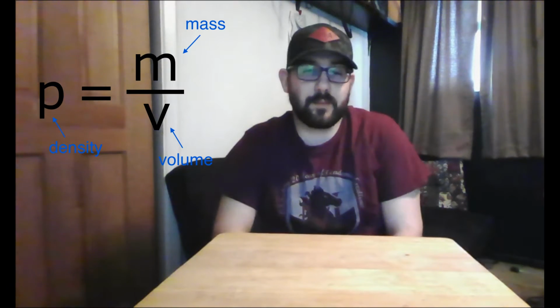Now to density. Density is how compact an object is. The density of an object is determined by two things: the mass of an object and its volume. The formula for it is mass divided by volume.